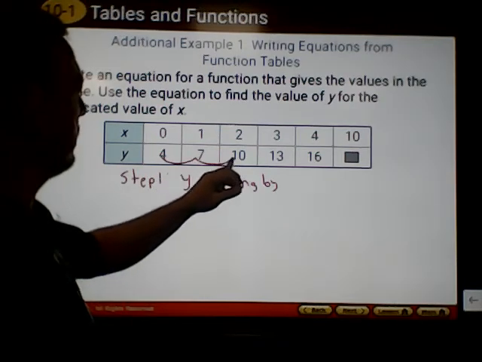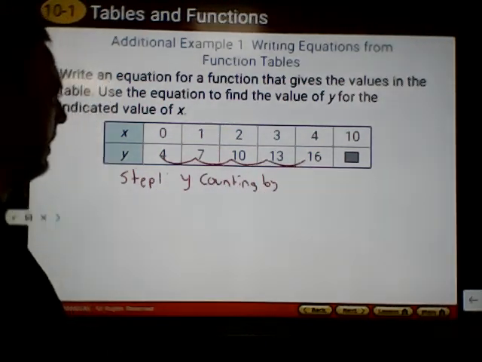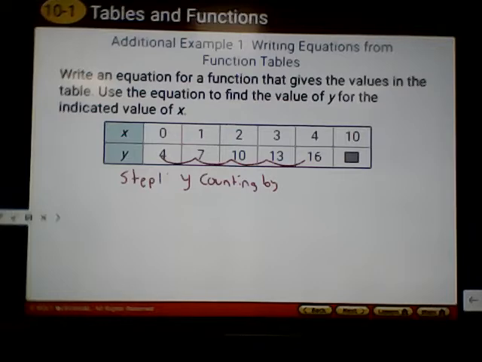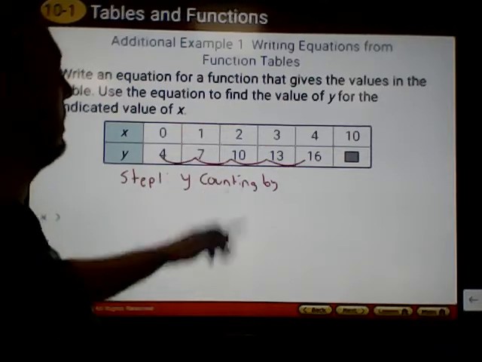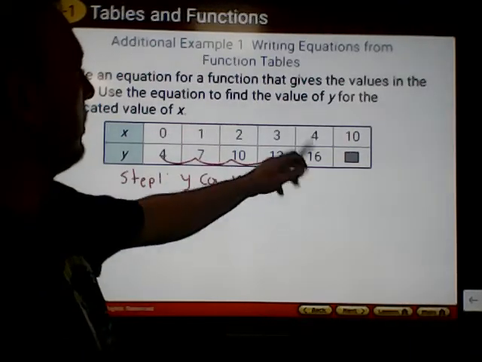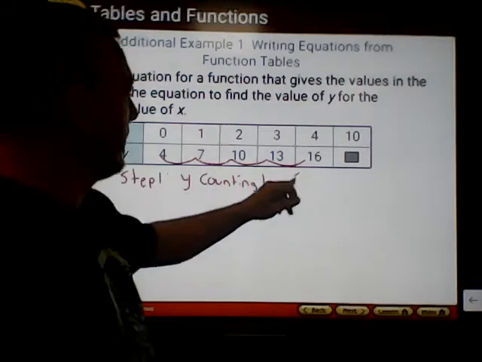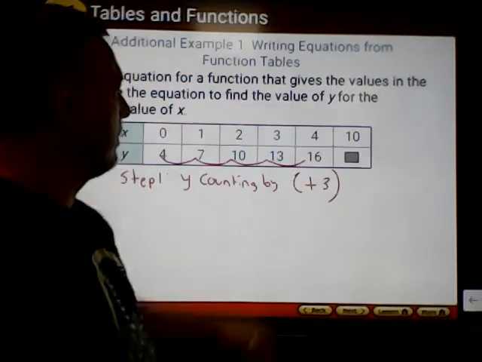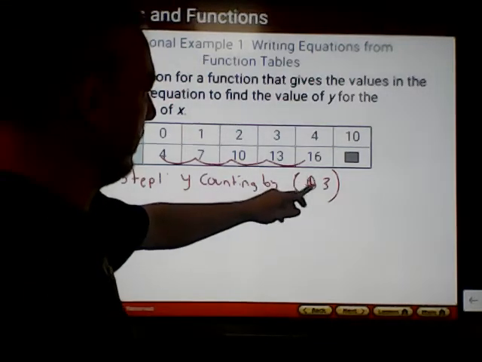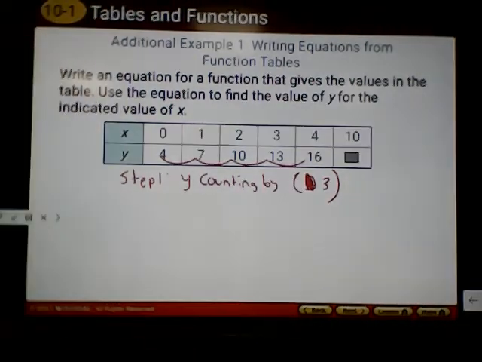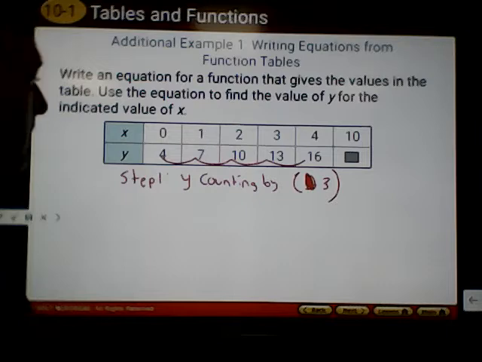4 to 7 to 10 to 13 to 16. So what is it counting by? Well, let's see here. Think about this. 4 plus what is 7? 7 plus what is 10? 10 plus what is 13? 13 plus what is 16? So it's counting by positive 3. We aren't dealing with negative numbers yet. So it's counting by 3s.